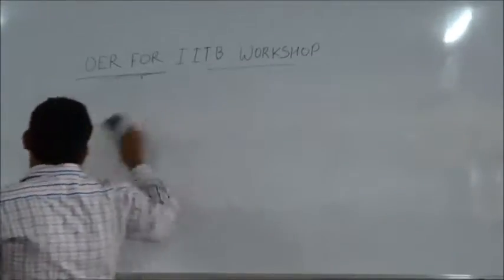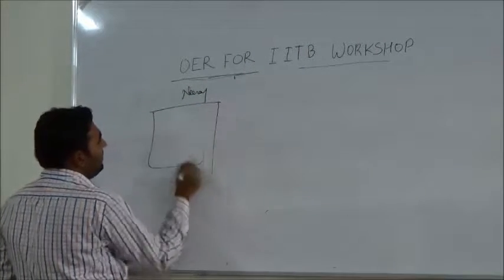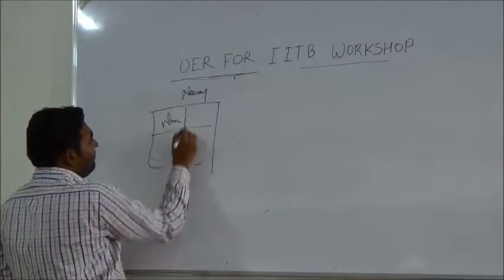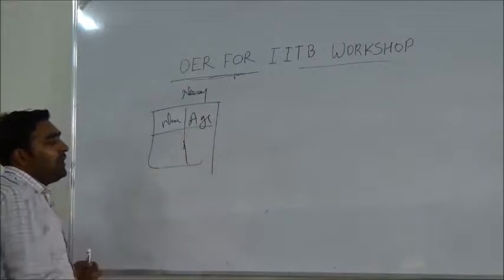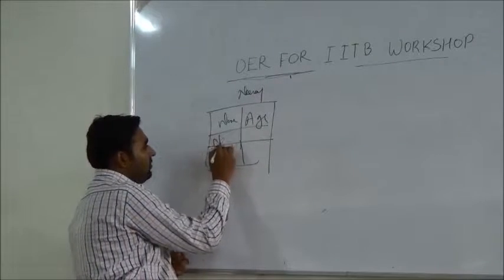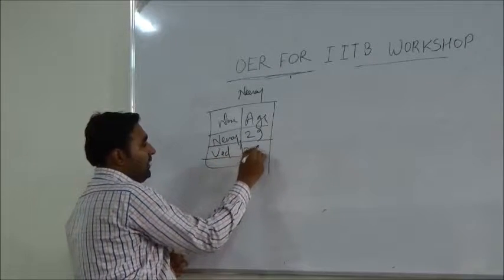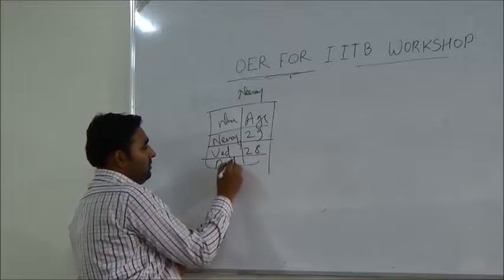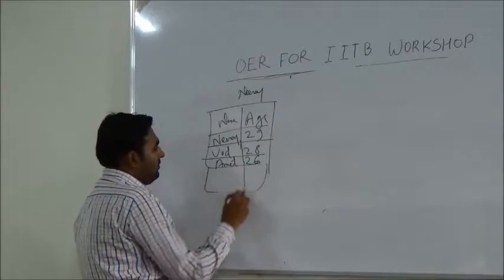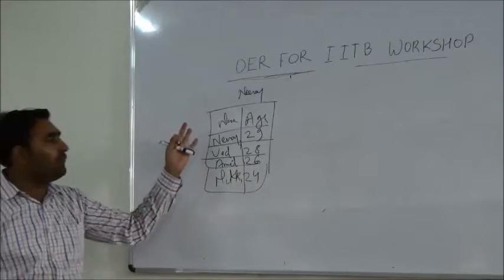Now suppose we want to add some more values in this table. Again we are taking the same example, same relation, Neeraj, with name and age. Now I want to insert values in this table. Suppose first Neeraj, then Amit, then Nikki. Suppose we have to insert these values.